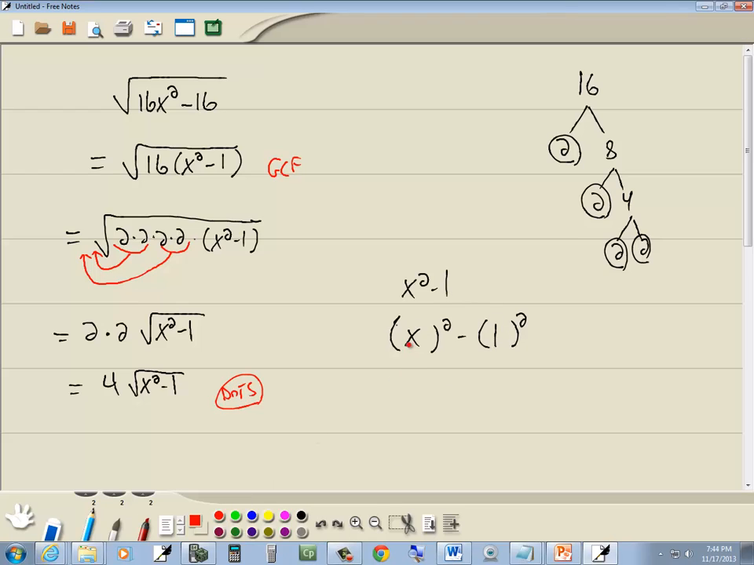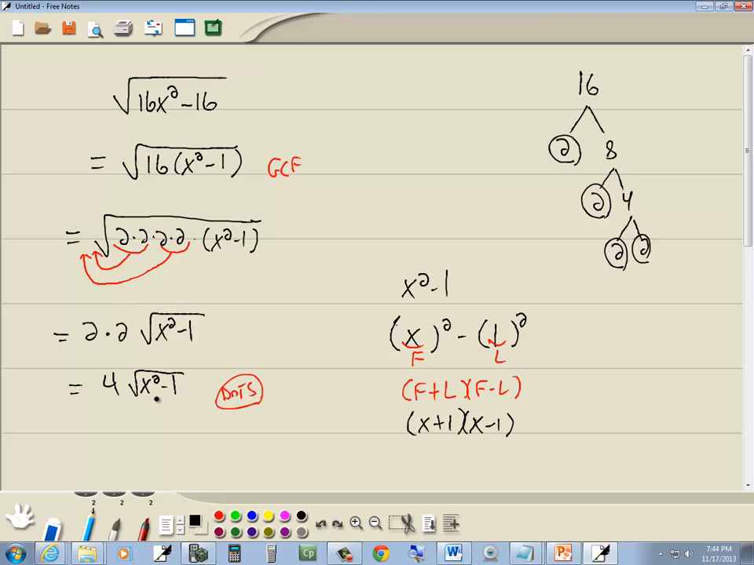I'm going to label what's inside the first set of parentheses as F for first. I'll label what's inside the last set of parentheses as L for last. And this is the formula, F plus L times F minus L. So everywhere there's an F, I'll plug in x, and everywhere there's an L, I'll plug in 1. So this becomes x plus 1 times x minus 1.